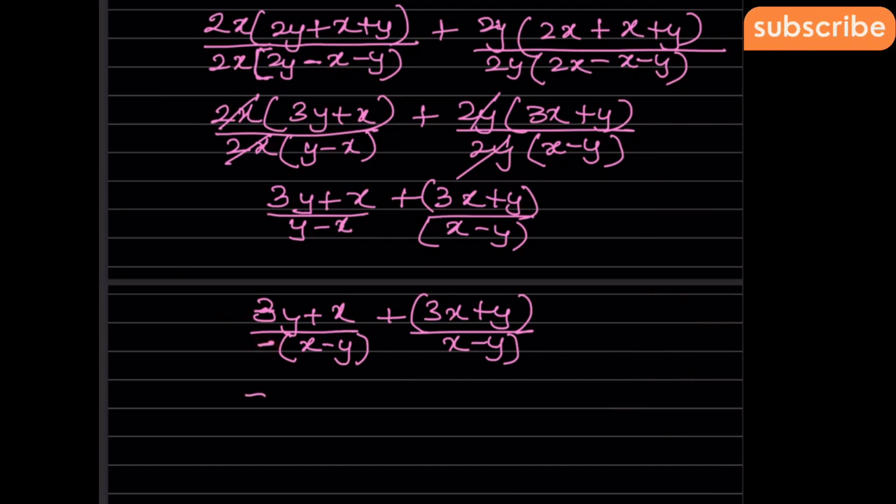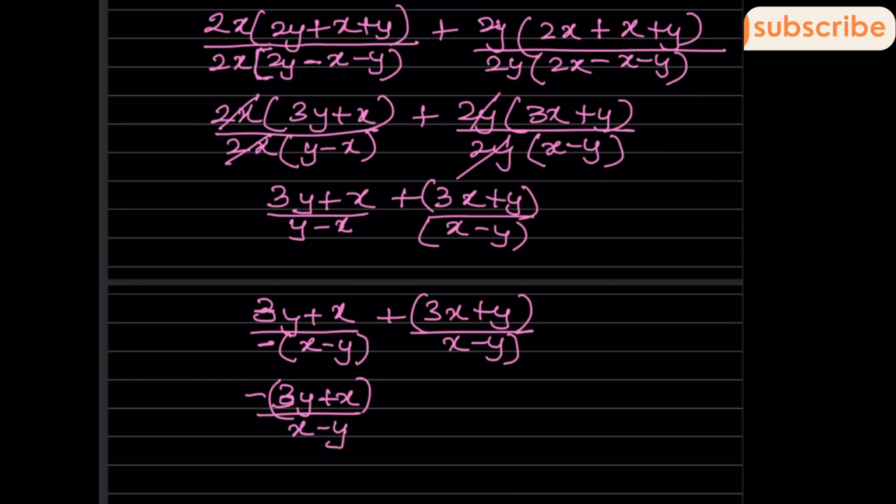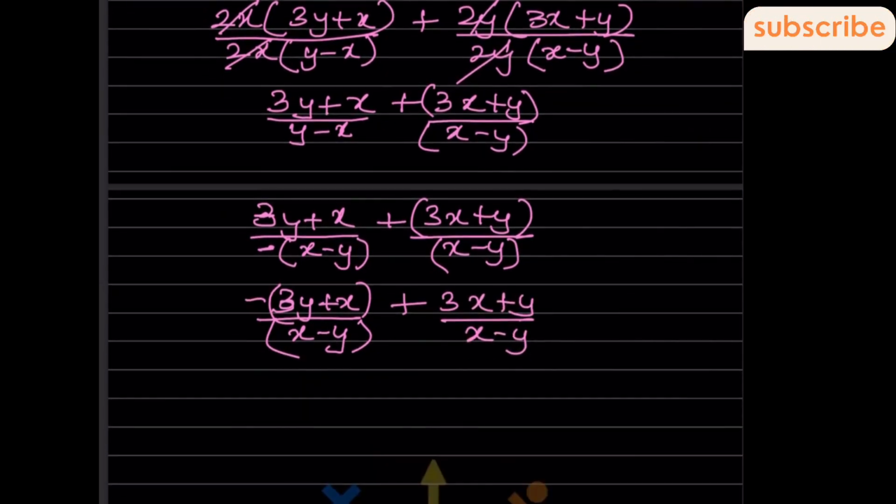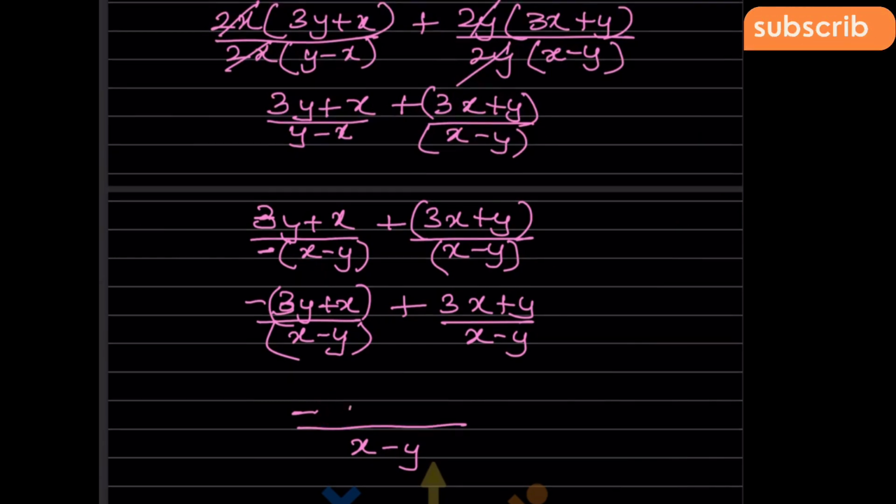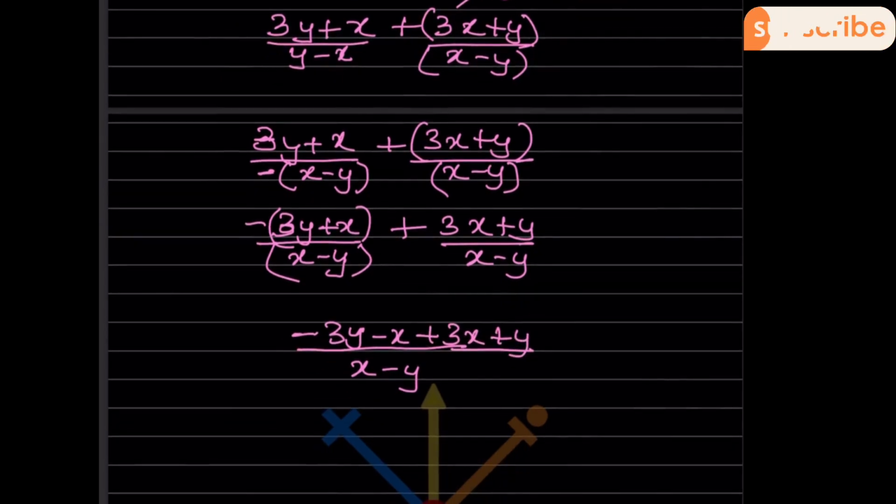So this is going to be minus into 3y plus x, and we can put this in the bracket because there are two terms. And what remains in the denominator is just x minus y. And we'll keep this as it is, that will be x minus y. So now let us expand this one. The common is going to be x minus y because the denominator is the same. So now when we expand this, minus 3y minus x, and this will be plus 3x plus y.